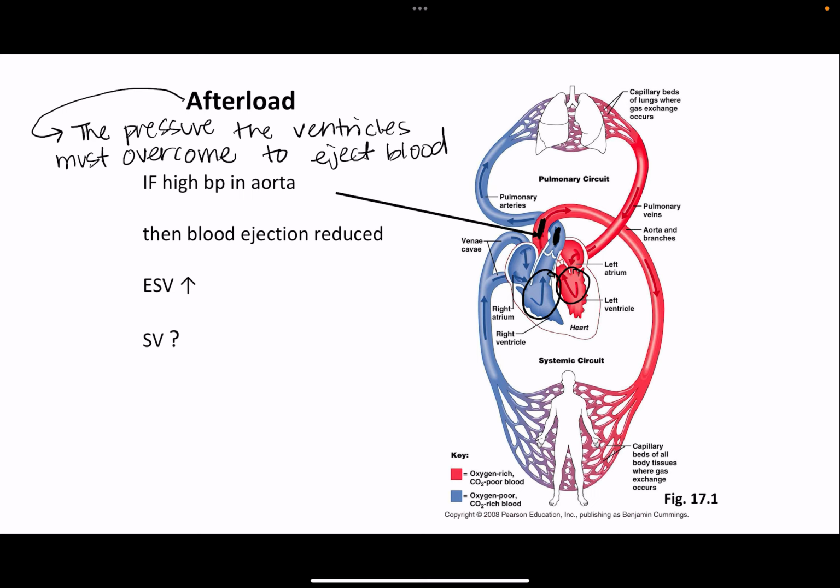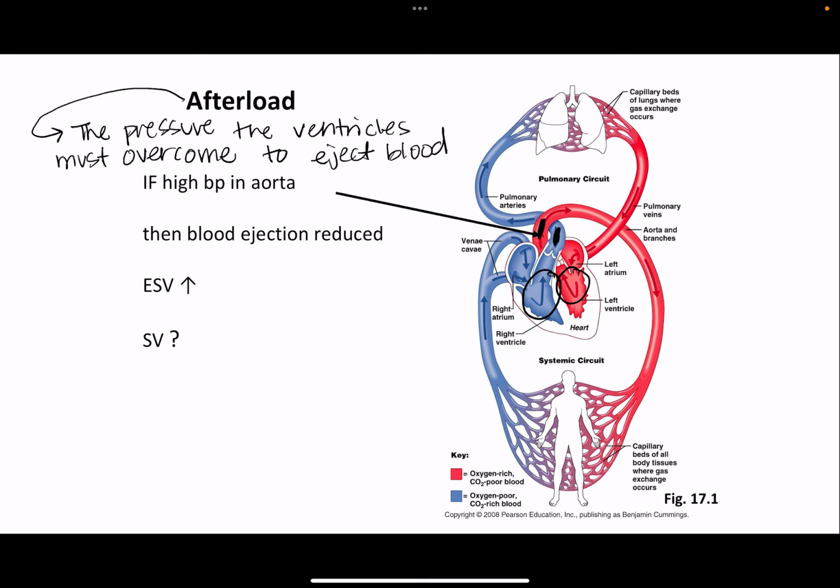So if we're somebody who has hypertension, who has high blood pressure, and there's high blood pressure in our aorta, then that means that the left ventricle has to overcome an even greater pressure in order to eject.